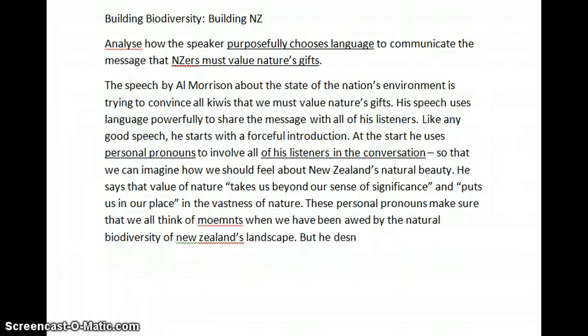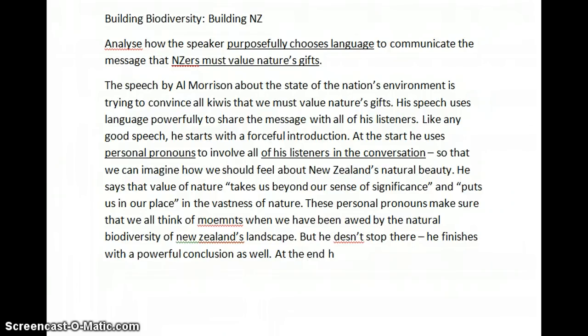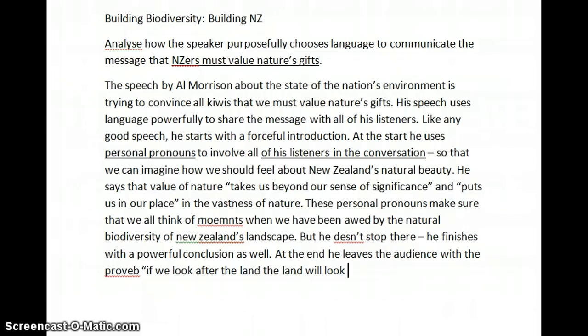But he doesn't stop there. He finishes with a powerful conclusion as well. At the end, he leaves the audience with the proverb: if we look after the land, it will look after us.